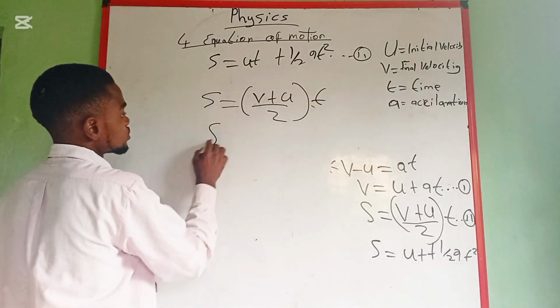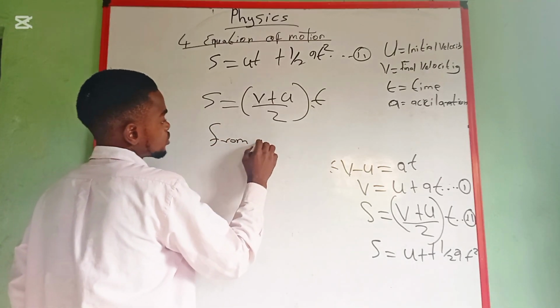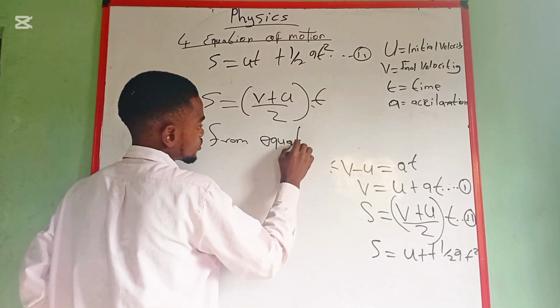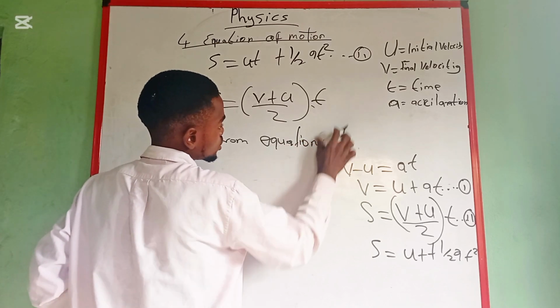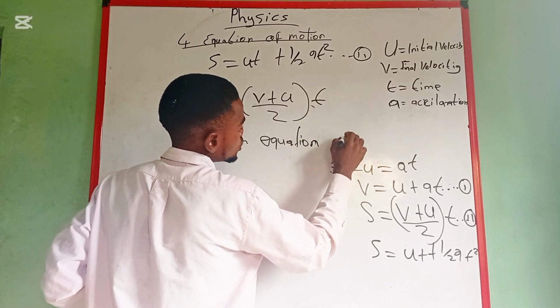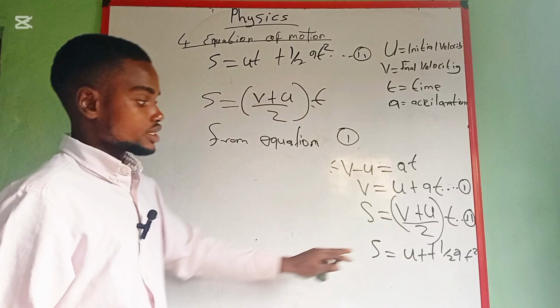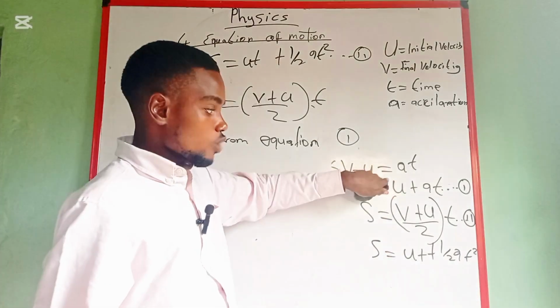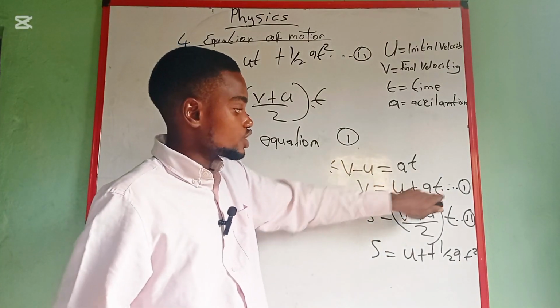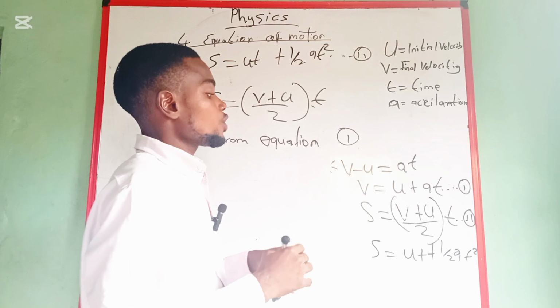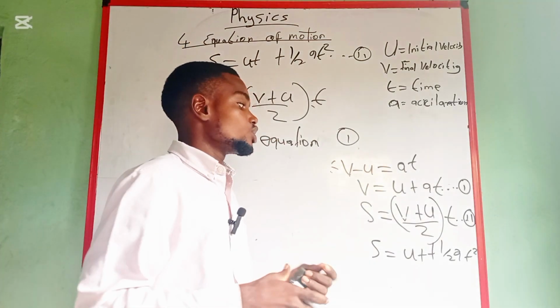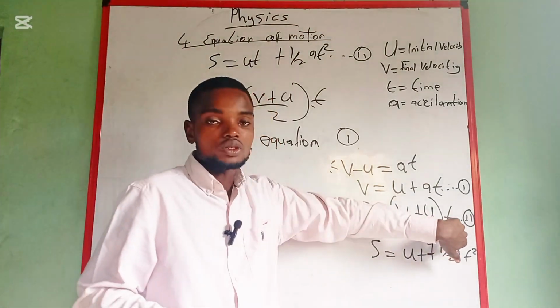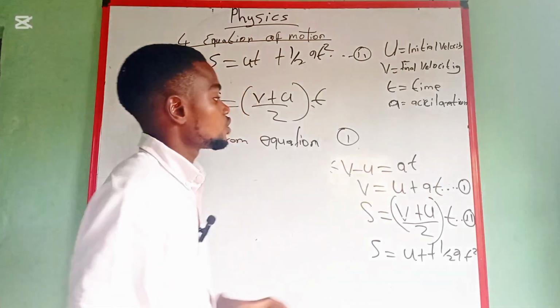Now from equation 1, remember that in this case we said that from equation 1 v is equals to u plus at, so we substitute v here. But now when you want to derive the fourth equation, you're not going to substitute the value of what? T from still the equation 1.